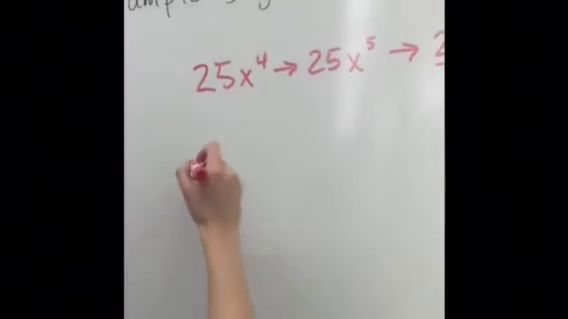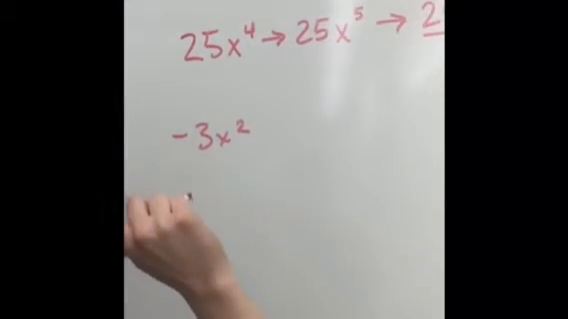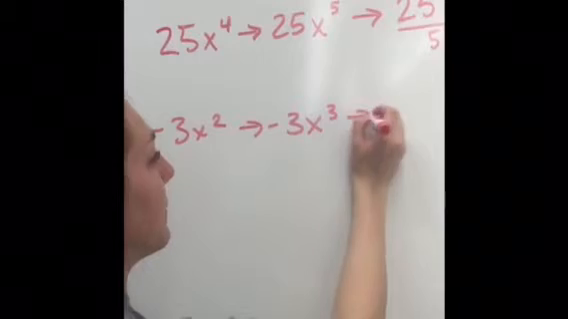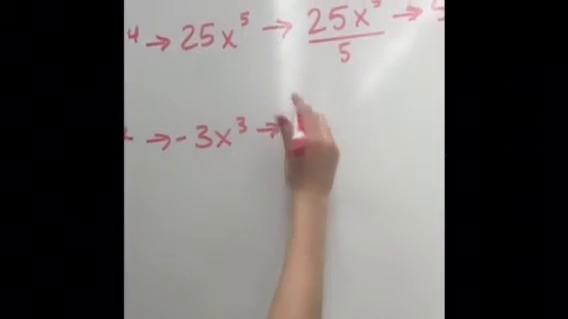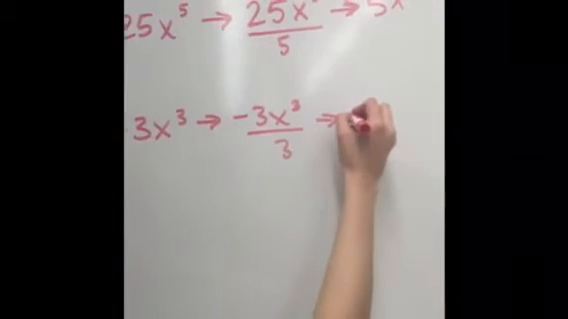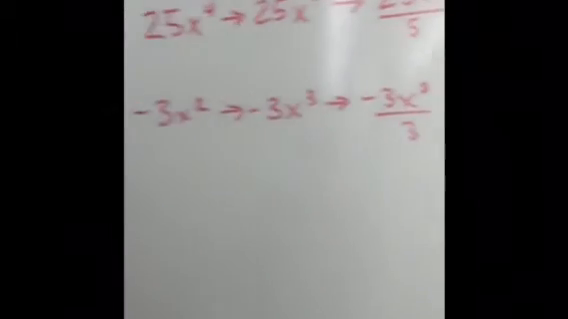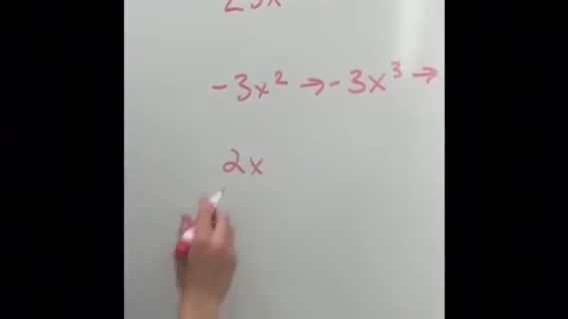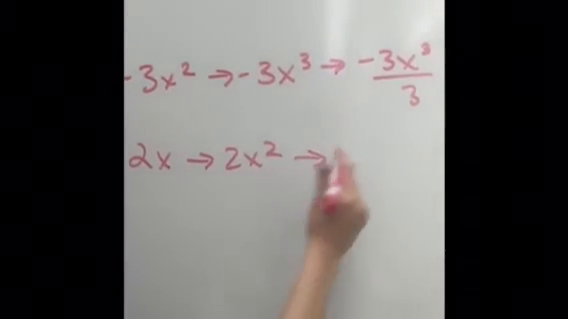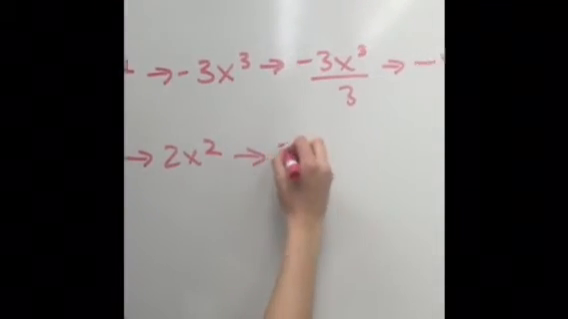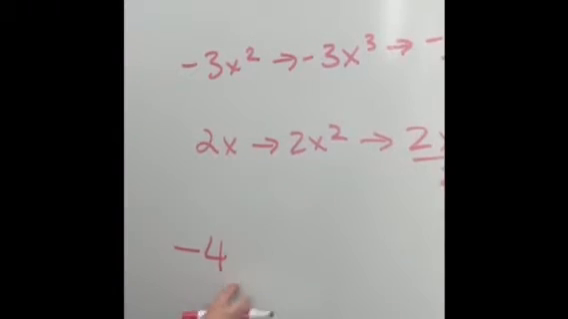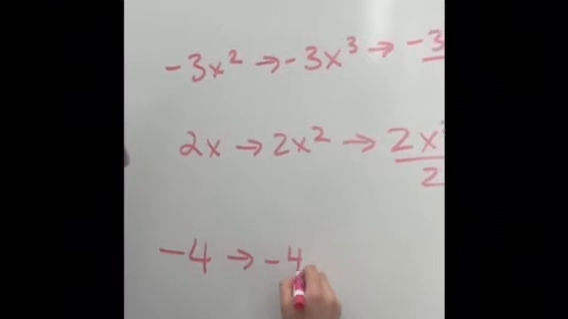That's your first part. Now we're going to do negative 3x squared. And we're going to raise the power by 1, negative 3x to the third. Then we divide this new one by the new raised power. So we're going to get negative 3x to the third over 3. And we'll get negative x to the third simplified. Now you go 2x, raise the power by 1, 2x squared. Then you divide this by the new raised power. So then you'll get 2x squared over 2. We'll go x squared. Then the 4 raised by 1 will be negative 4x.